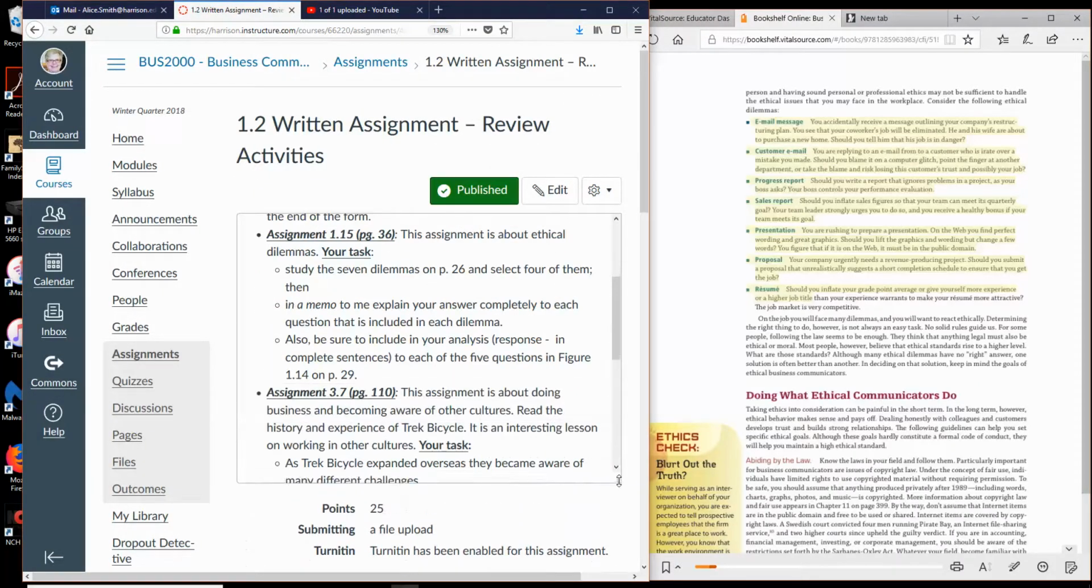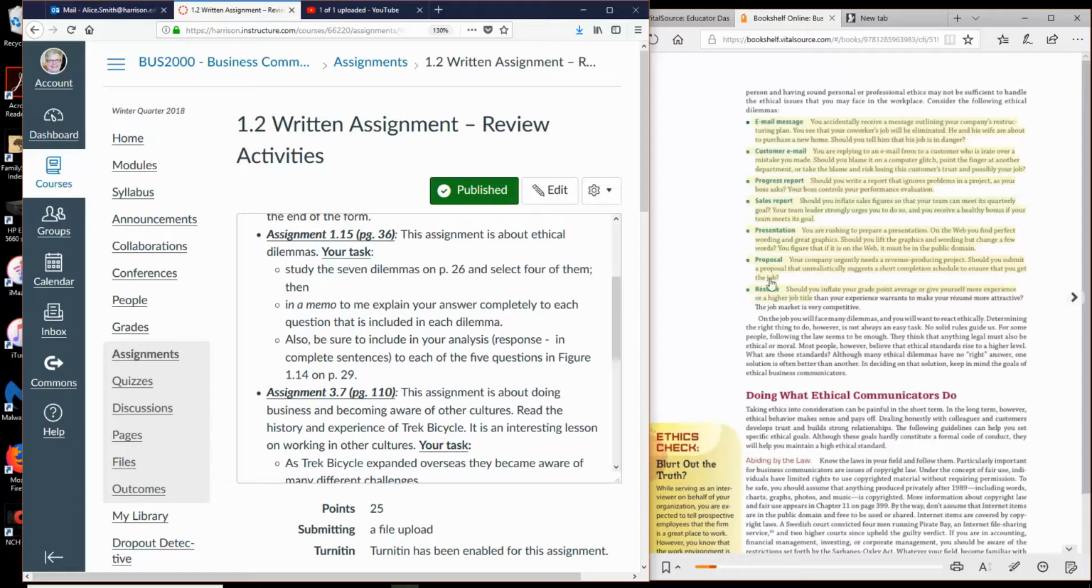Bigger. Okay. In a memo. So now that's where you go back and find information about a memo. So study the 7 dilemmas on page 26 and select 4 of them. We said resume, proposal, presentation, and sales report. Now, explain your answer completely to each question that is included in each dilemma.